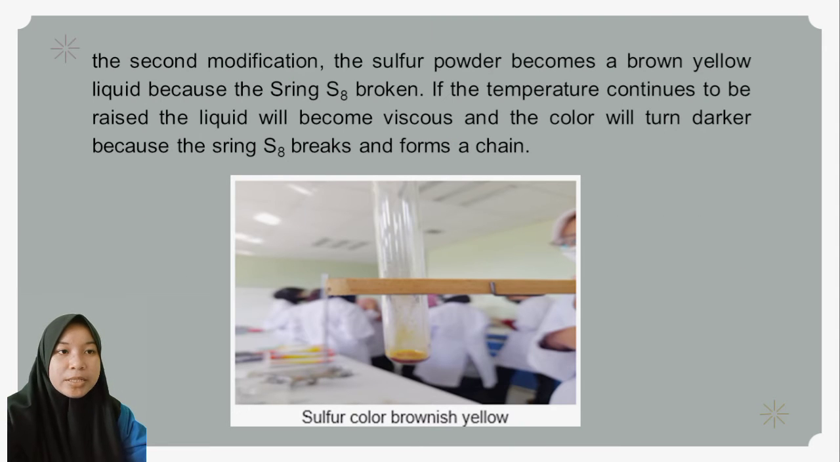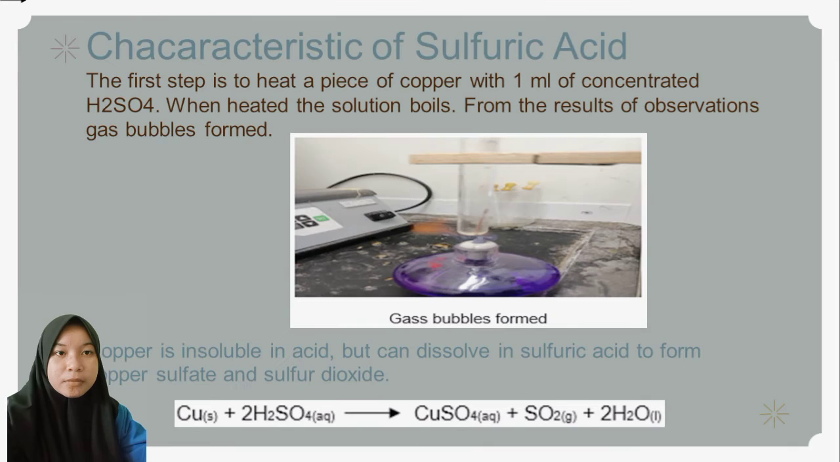The second modification: the sulfur powder becomes a brown-yellow liquid because the string sulfur egg broke. If the temperature continues to be raised, the liquid will become viscous and the color will turn dark because the string sulfur egg breaks and forms a chain.